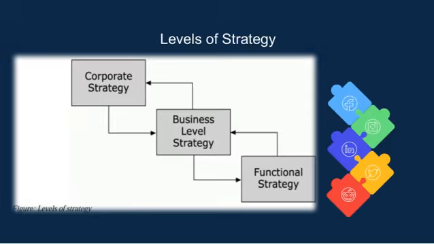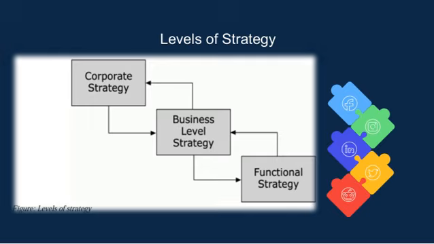Now, let's take a look at the levels of strategy. As we explore this, it's important to understand that strategy operates at different layers within an organization. These layers help us see how strategic decisions are made and implemented at various scales. First, we have the corporate level, which is all about the overall scope and direction of the entire organization. This is where top-level decisions determine which markets or industries the company should compete in.